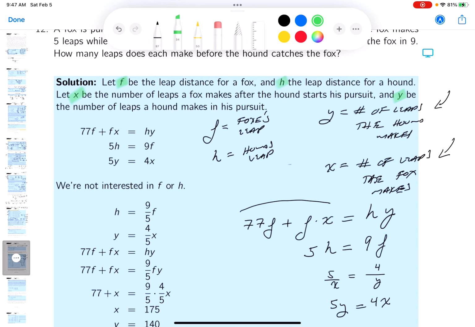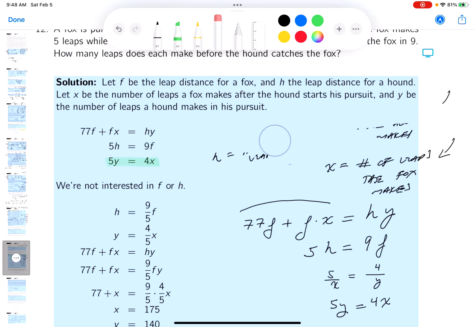And let's see if I wrote the relationships, what they said. Did I write this relationship down? 77F plus FX equals HY, yep. Did I write this relationship down? Let's see, 5H equals 9F, yep. Did I write this relationship down? 5Y equals 4X, yep. I'm good to go. Now someone says, what do you mean good to go? I'm good to try to answer the question now.